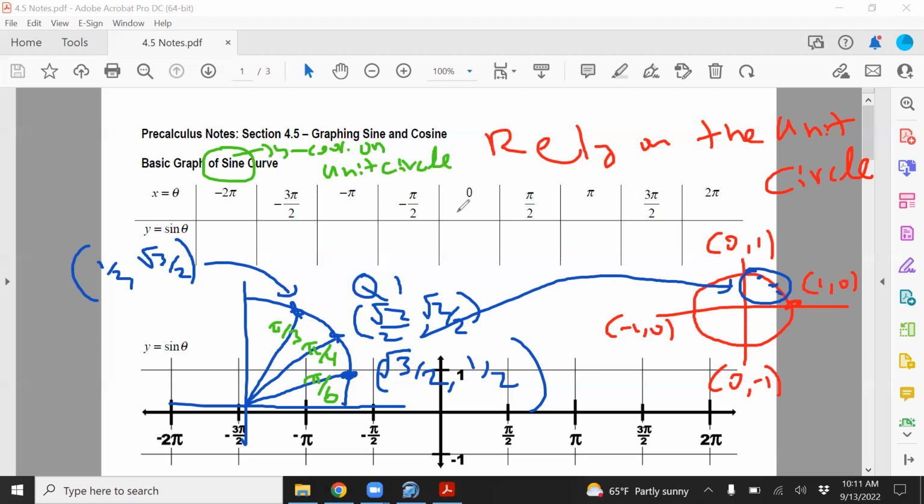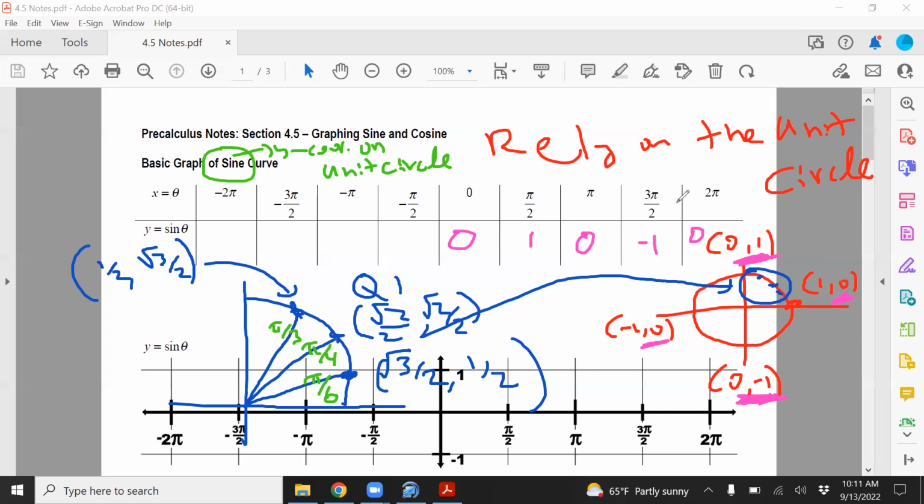So starting at 0, and let me go one more different color, pink. Starting at 0, what's the y coordinate at 0 radians? 0. What's the y coordinate at pi over 2 radians? 1. What's the y coordinate at pi radians? 0. What's the y coordinate at 3 pi over 2? -1, and then back to 0 at 2 pi.